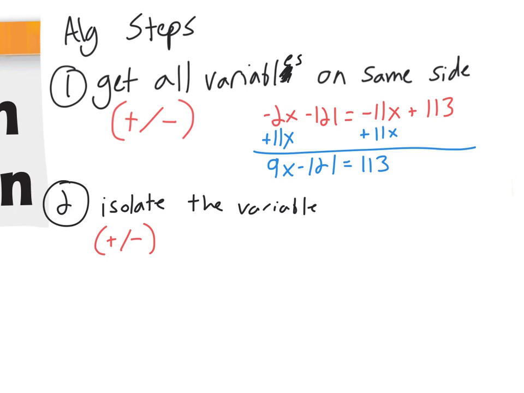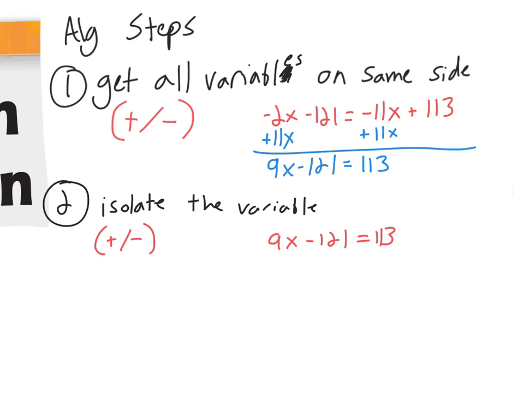Now the biggest thing that confuses 8th graders is they think that when I say to isolate the variable that I want you to get rid of the 9. I don't want you to get rid of the 9 yet. The 9 is telling you how many x's you have. You have 9 x's. Are those 9 x's isolated? No. There's 9x.